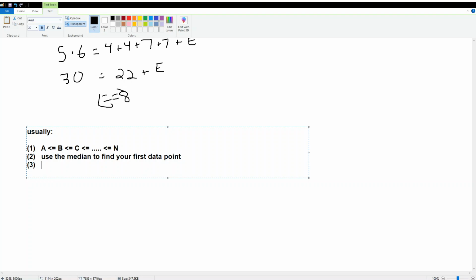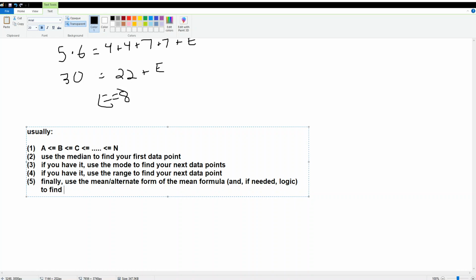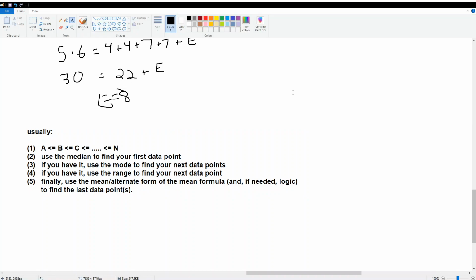And then number 3, if you have it, use the mode to find your next data points. And then 4, if you have it, use the range to find your next data point. And then 5, finally, use the mean, the alternate form of the mean formula, and if needed, logic to find the last data points. In any problem I give you, you will always have enough information to get your data points out of it.